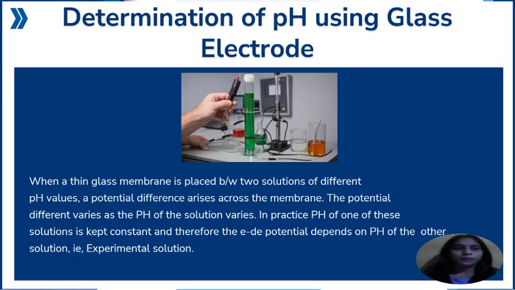Determination of pH using the glass electrode. When a thin glass membrane is placed between two solutions of different pH values, a potential arises across the membrane. The potential difference varies as the pH of the solution varies. In practice, the pH of one solution is kept constant, and the potential depends on the other solution.